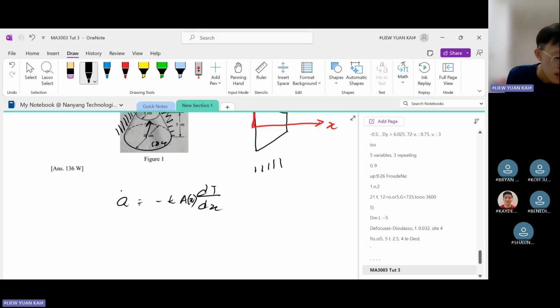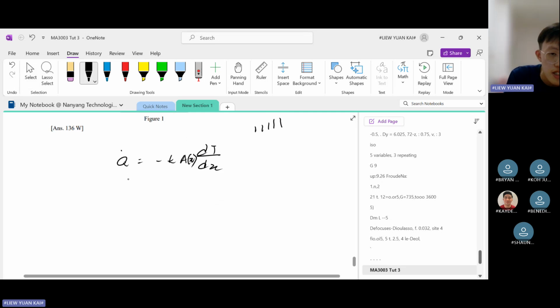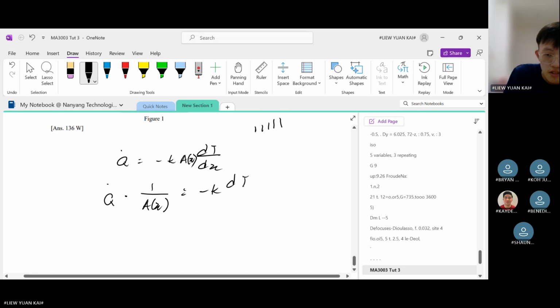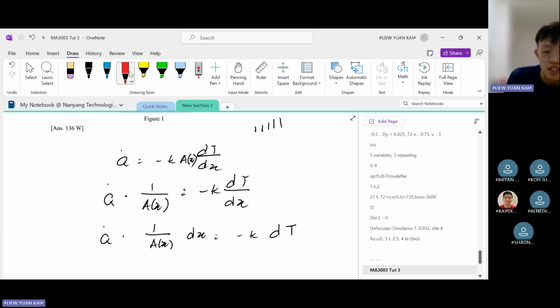So how do we go from here? Okay, so we need to rearrange this first. How do you rearrange it? So, okay, let me move A to the left-hand side, so it becomes like this. Okay, and then everything else remains. Then what I'm going to do is put this dx to the other side. Now, why do I do that? So that I can perform integration now.